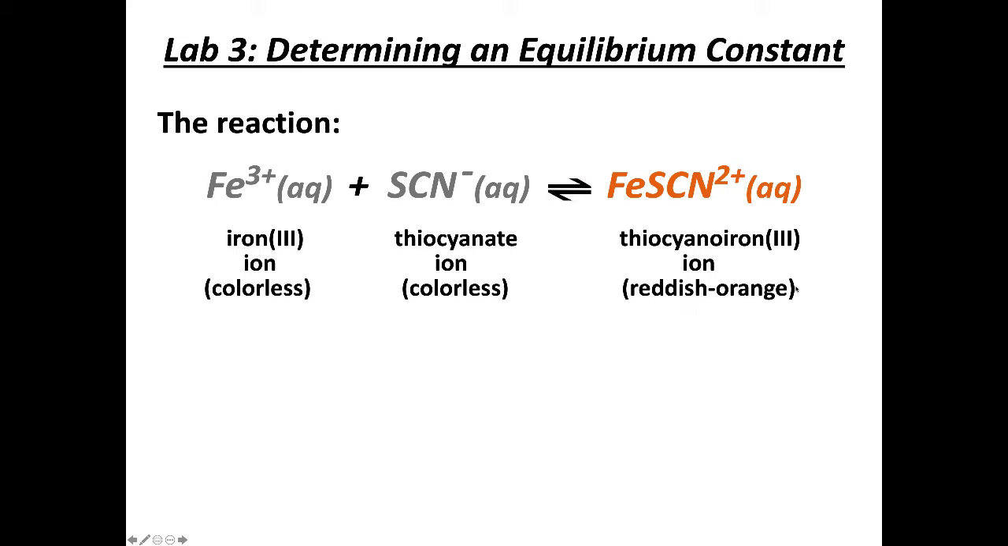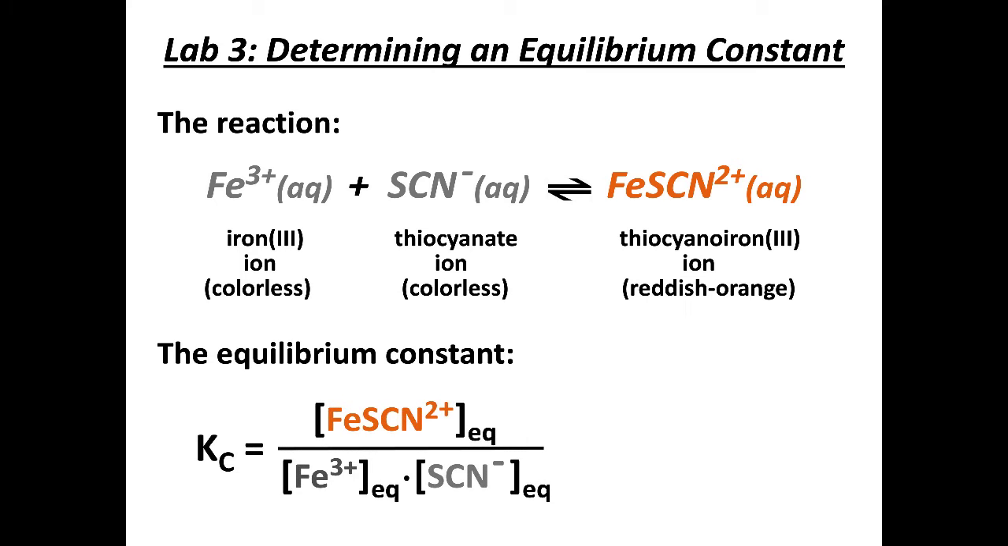And that color is important because we're going to use that color to determine the concentration of this ion, and then that'll be used to determine the concentration of the other ions as well, at equilibrium, of course, and that will then allow us to determine the equilibrium constant.